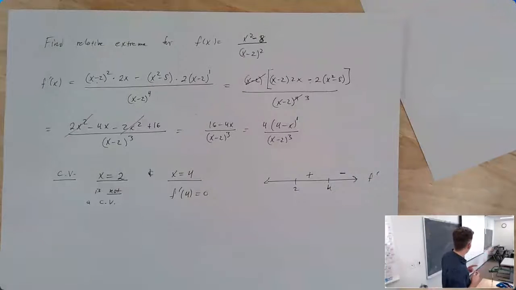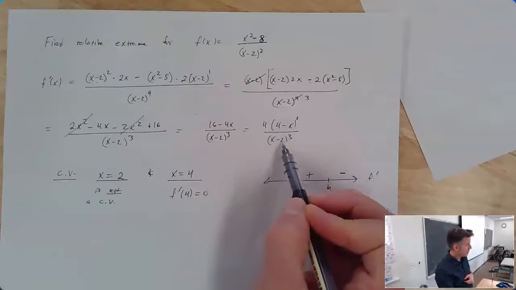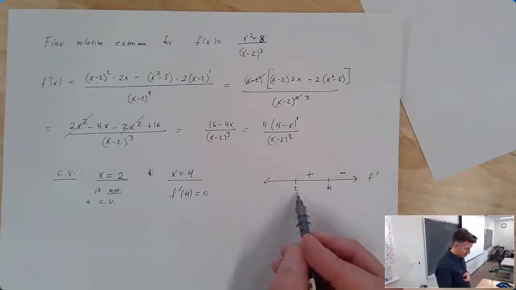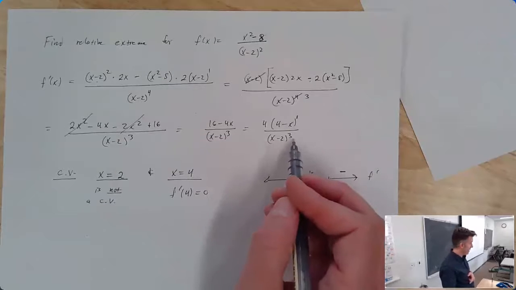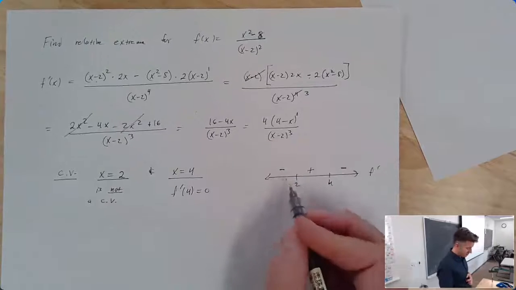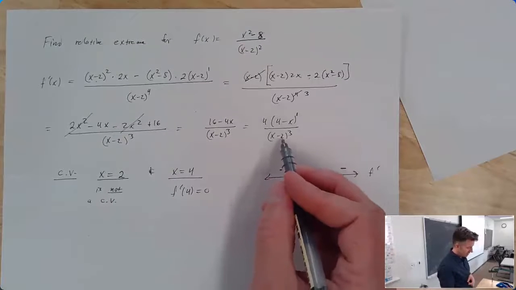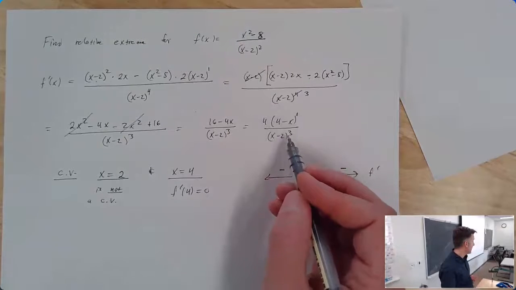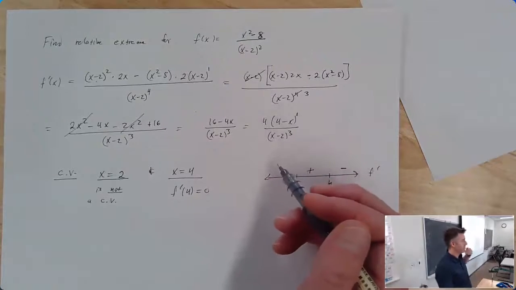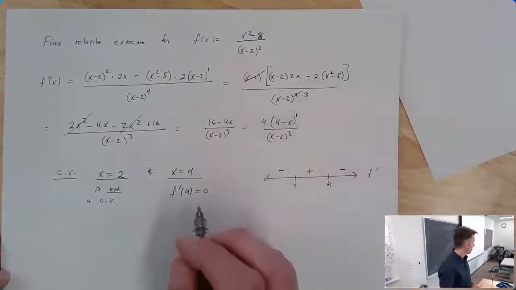We can test a point if we're not sure. If we plug in 3, 4 minus 3 is positive, 3 minus 2 is positive, and a positive divided by a positive is positive. And then at 2, coming from this factor, also with an odd power, the sign should change again. Because if you plug in something like 1, 4 minus 1 is positive, 1 minus 2 is negative, and a negative number to an odd power stays negative. So it keeps on being negative, and positive over negative is negative.